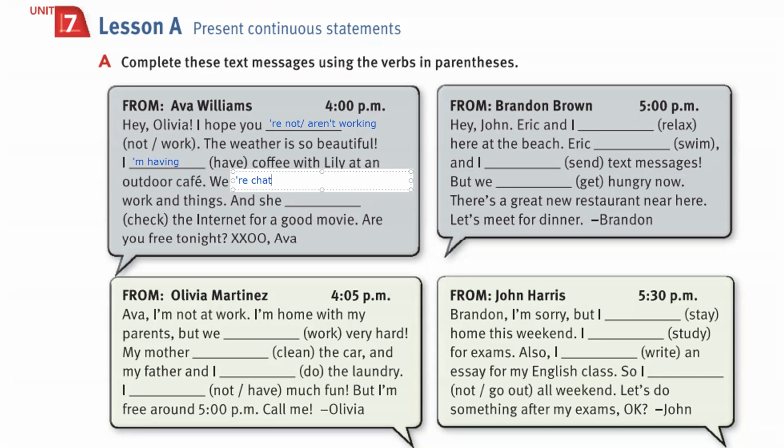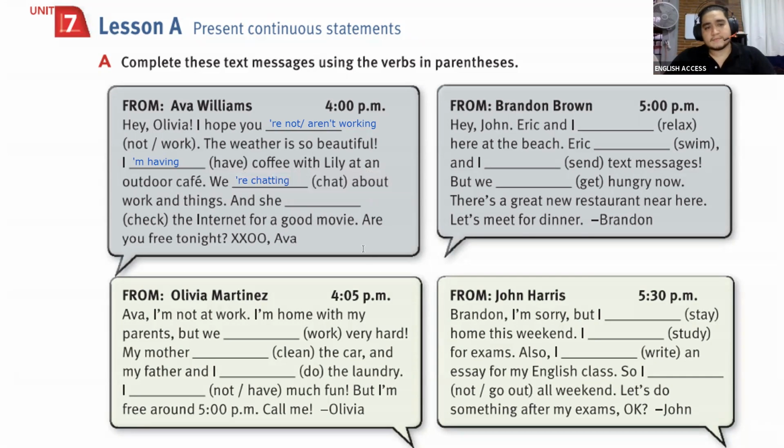Double T. With double T? We're chatting about. Checking. Read the complete sentence, please. About working and she's checking the internet for a good movie. Okay. Are you free tonight?